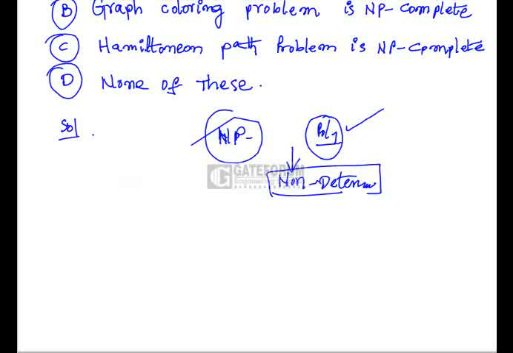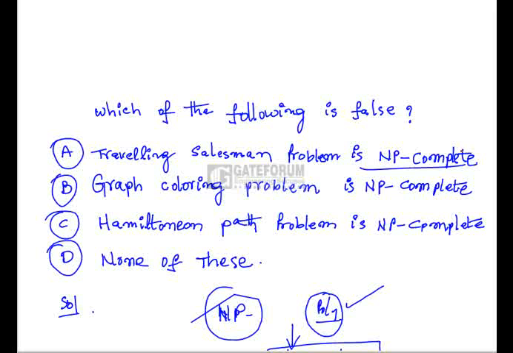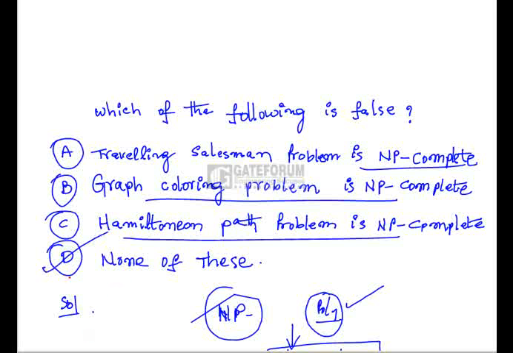So here traveling salesman problem is NP complete. It is a true statement because there is no known deterministic polynomial algorithm for this, and the graph coloring problem is also NP complete. It also can be solved only using a non-deterministic technique, and so is the Hamiltonian path problem. So none of the statements are false here. That means option D is the right option.